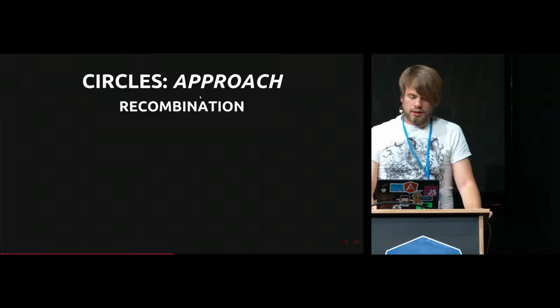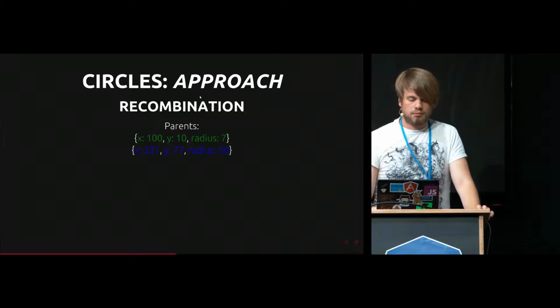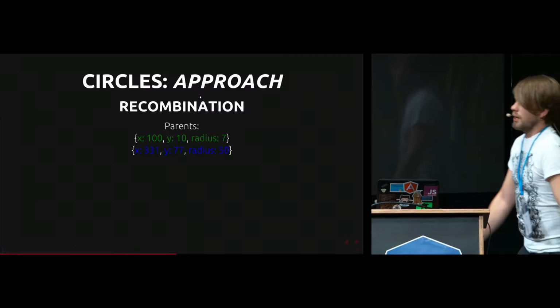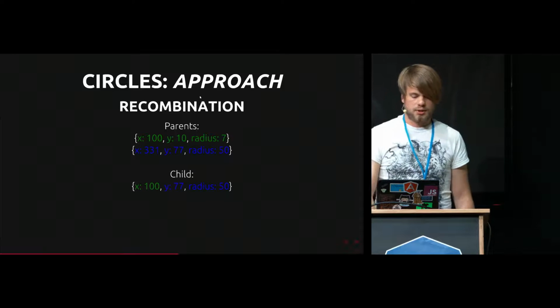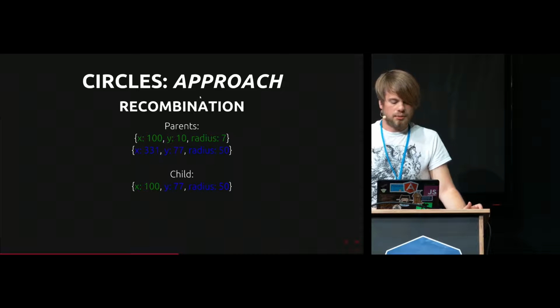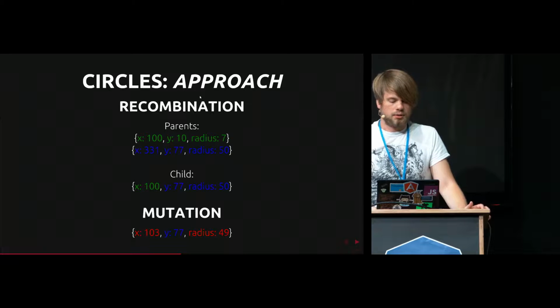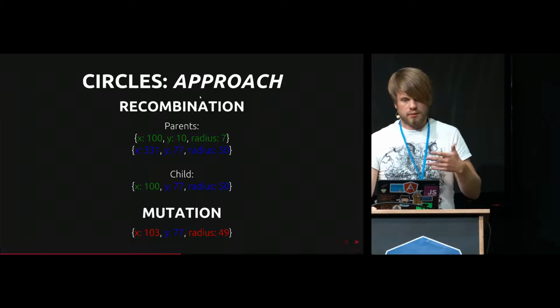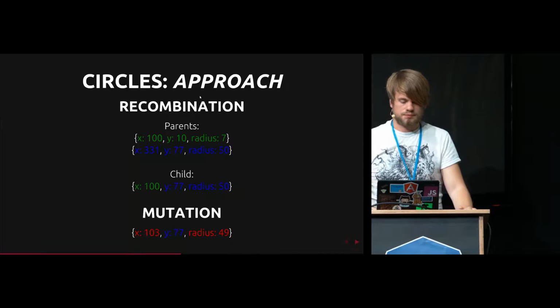Then we are recombining two circles. We have two parents, the green one and the blue one, and they are recombined into a child, and the child has, for example, here the x-coordinate of the green parent, the y-coordinate of the blue parent, and the radius of the blue parent. And when we mutate that child, it gets some points added to the x-coordinate and subtracted 1 from the radius, and that is our new child. And then we are checking if this is fit enough for the population.